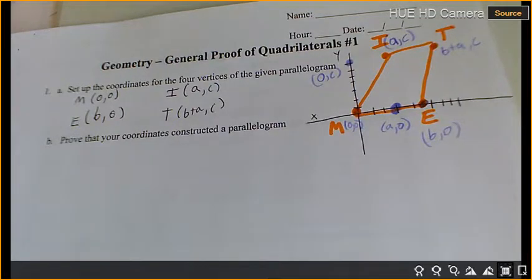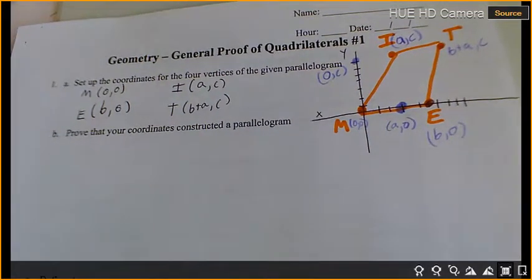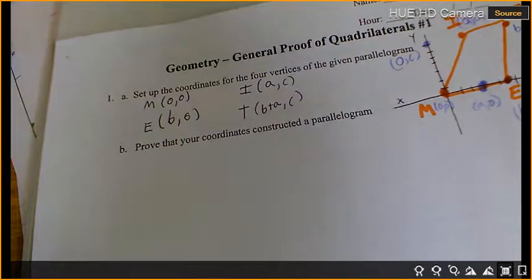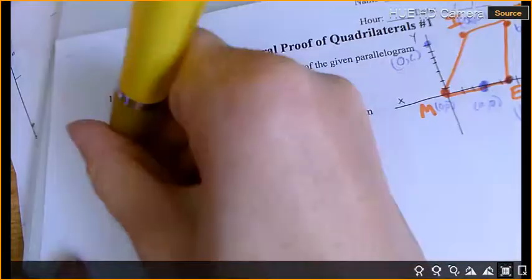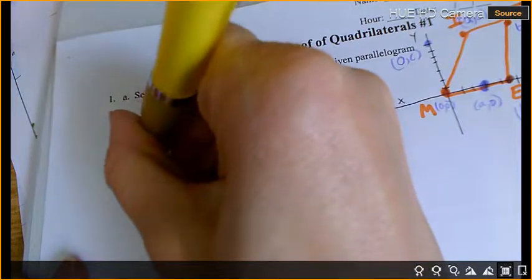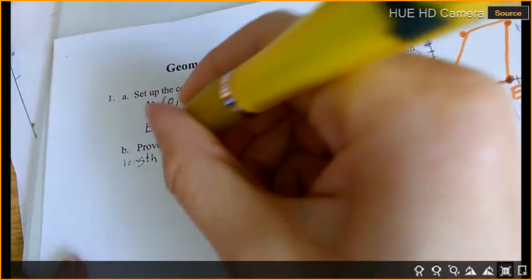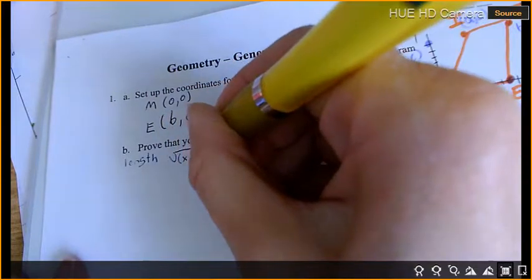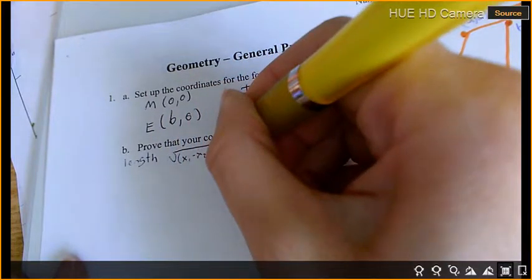So, now I've got those coordinates. Now I'm going to have to find the lengths and the slopes of each side in order to show that it's a parallelogram, right? We know opposite slopes should be equal. We know opposite sides should be equal, okay? So, I'm going to go through. I'm going to go on this side. I'm going to talk about length. And we know length is like the distance formula. So that's the square root of x1 minus x2 squared plus y1 minus y2 squared.